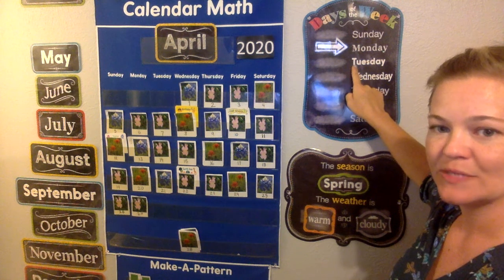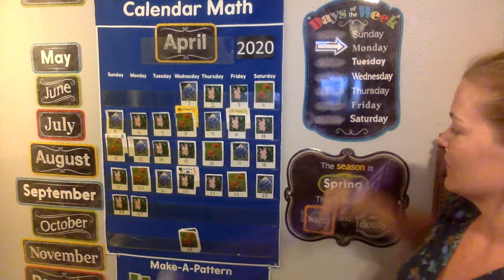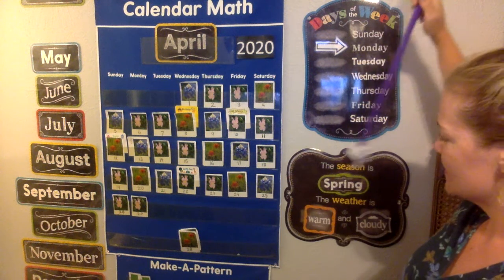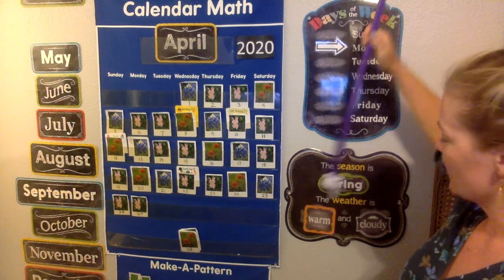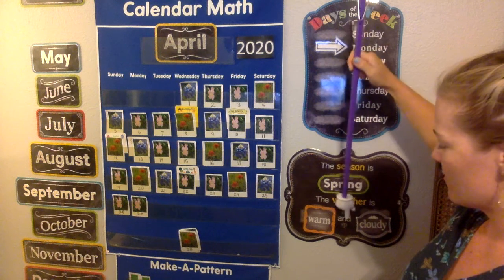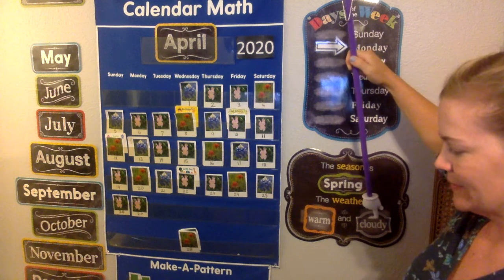Tomorrow will be Tuesday. Okay, let's go over the weather. The season is spring. The weather is warm and cloudy.